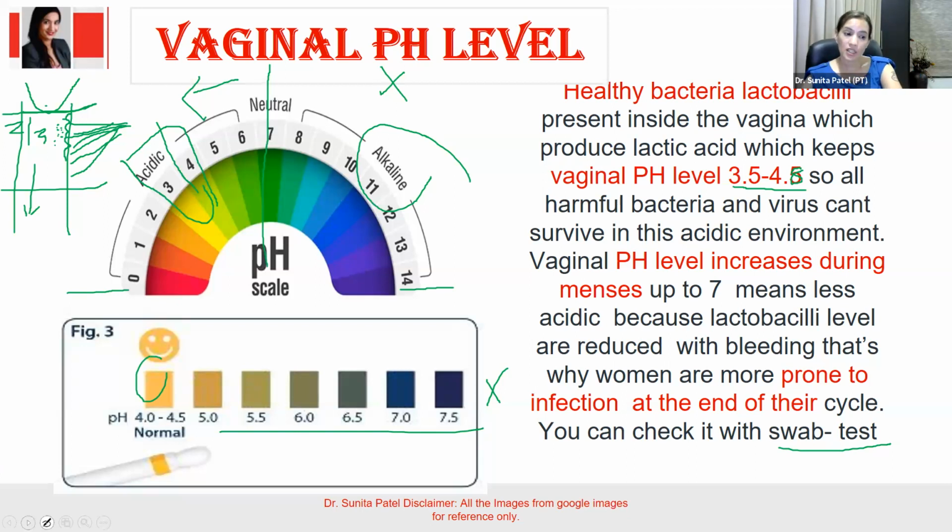So maintain the pH level by creating a healthy environment inside. And this healthy environment is created by good blood supply. So always keep the blood supply inside the vagina good, so that good lactic acid production is there, a good environment is maintained, and have sex with a condom.